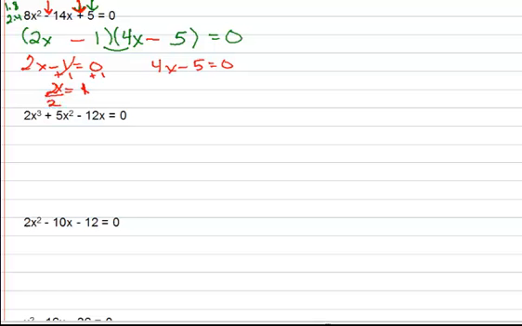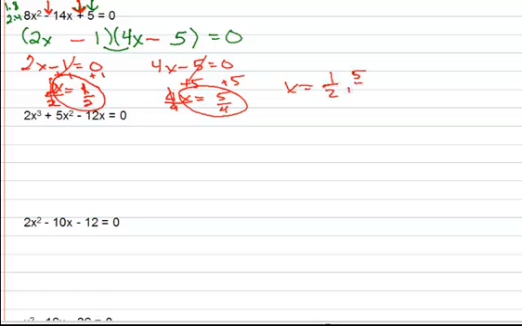Divide by 2. So we've got a 1/2. I'm going to have to rewrite that because it's a little messy. Plus 5. And divide by 4. So we've got x is equal to 1/2. And we've got 5/4. And of course, we don't care that that is an improper fraction. Just leave it alone.